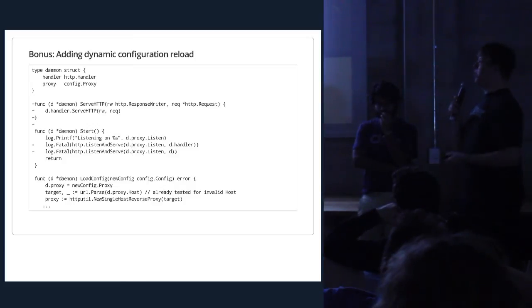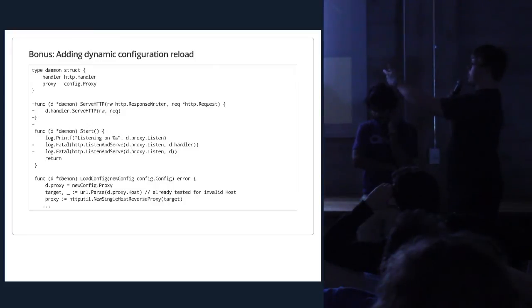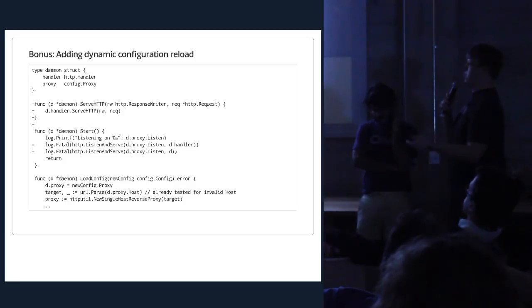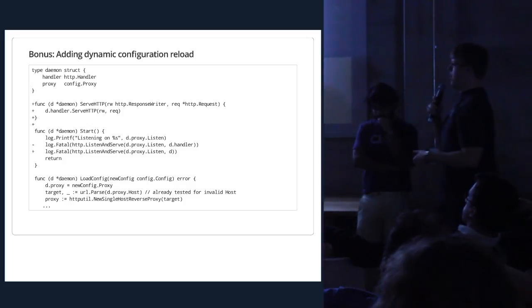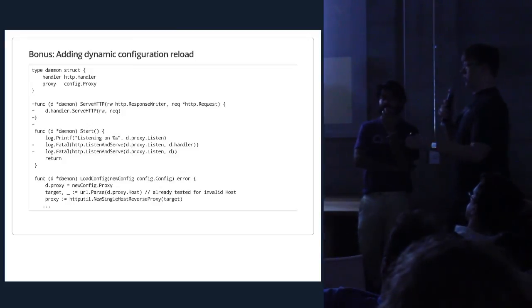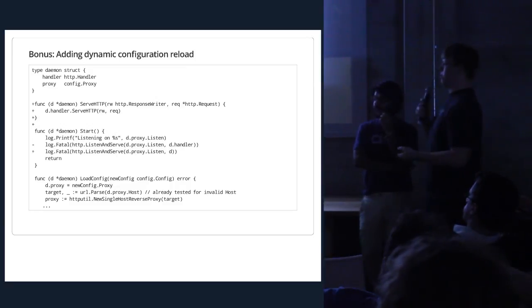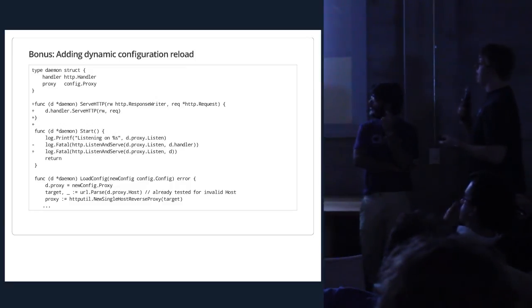So we were able to trivially add configuration reload by making the daemon implement the HTTP handler interface, by adding a ServeHTTP method that just called the ServeHTTP method of its handler, and then changing the start method to start a server with the daemon instead of with the daemon's handler. And then you just need to call load config on the daemon a second or third time, which you can do from Sync Hub. And this works because the old handler is no longer on the daemon, so all new requests go to the new handler, but any requests that were sent to the old handler are going to finish before it gets garbage collected. So it's trivial configuration reload that worked perfectly.